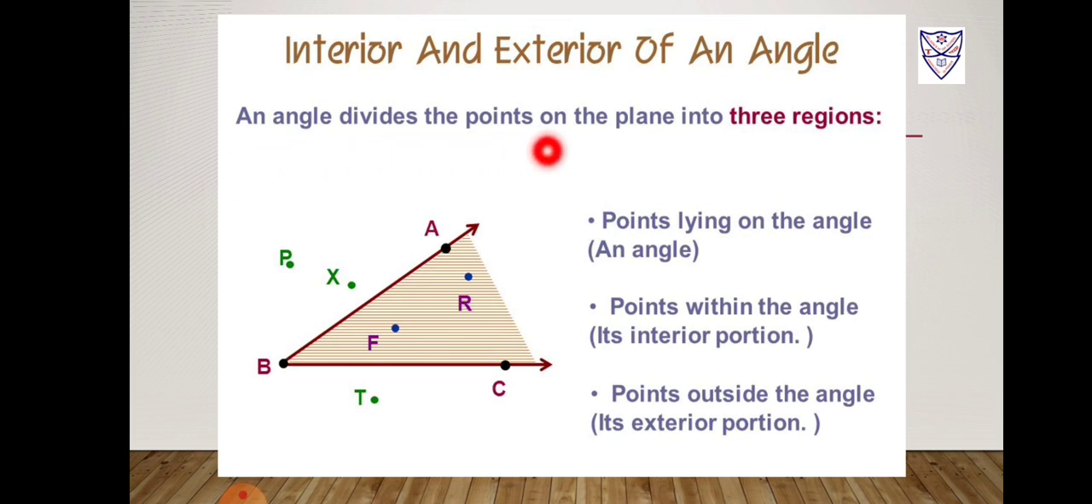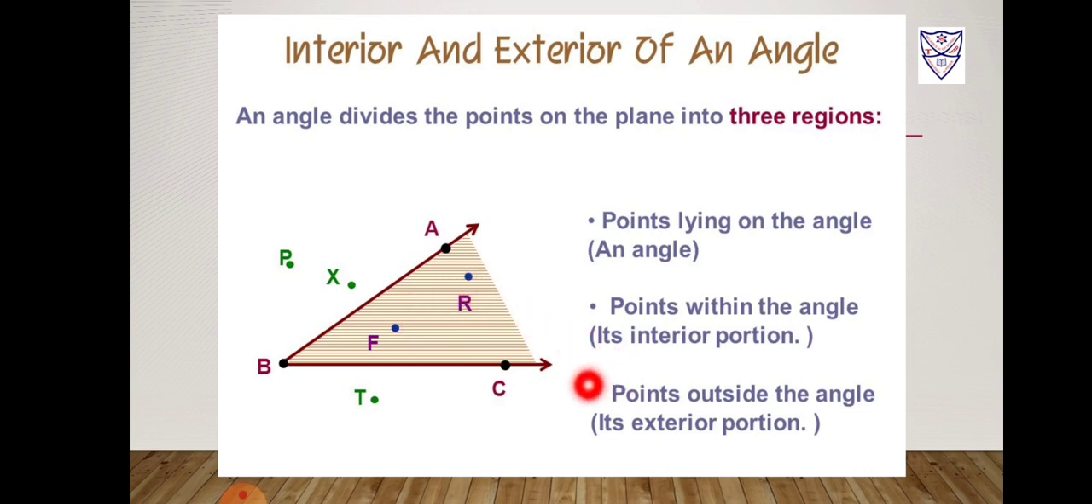An angle divides the points on the plane into three regions: points on the angle, points inside the angle, which is known as the interior, and points outside the angle, which is known as the exterior. So students, points lying on the angle are on the angle, for example, point A, point B and point C. Points within the angle are its interior portion. So which points are within the angle? Point F and point R.